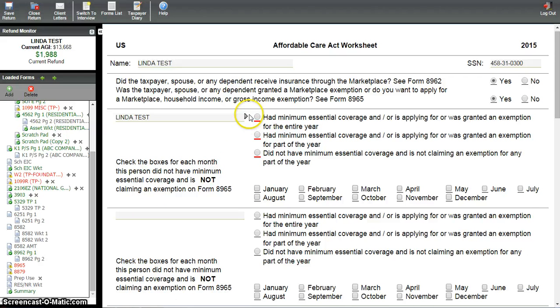These three radio button questions here are to determine whether the client, the taxpayer, had insurance or an exemption for the entire year, for part of the year, or had neither insurance nor an exemption for any part of the year. We're going to check the first radio button because Ms. Test did have either coverage or an exemption for the entire year.